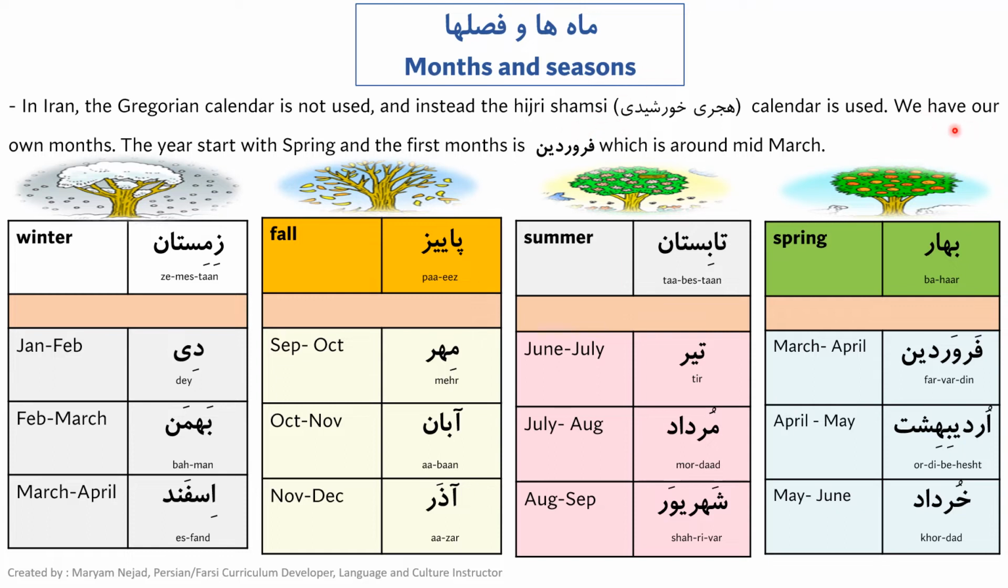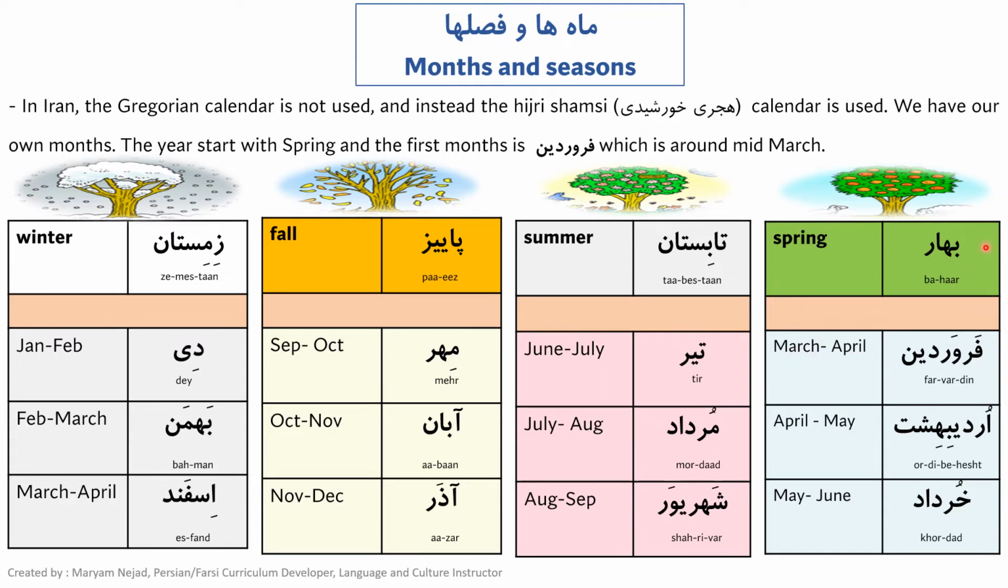And also in Iran, we have our own months too. You know, like in the Gregorian calendar, January, February, March, really those months are not used. And instead, the government and all the schools use the Persian months. All right, the other thing you need to know is that in the Shamsi calendar, the first day of spring is the first day of the new year, which usually falls around mid-March.